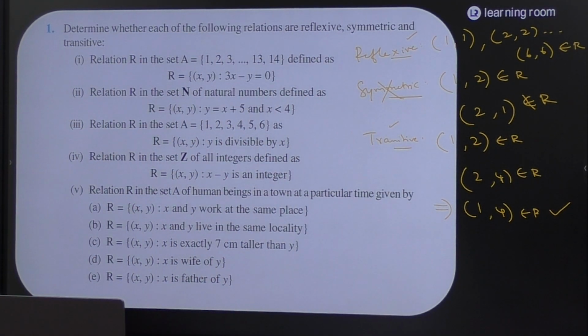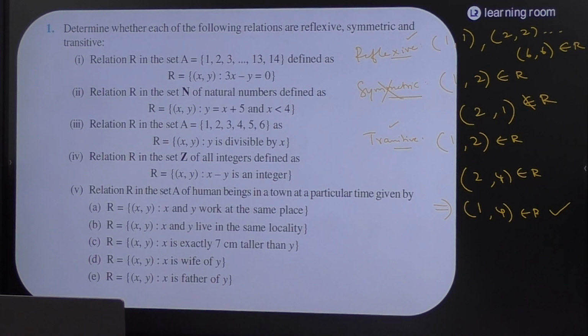So can you try the next one also? Next one is very simple. What is the answer? Last one.